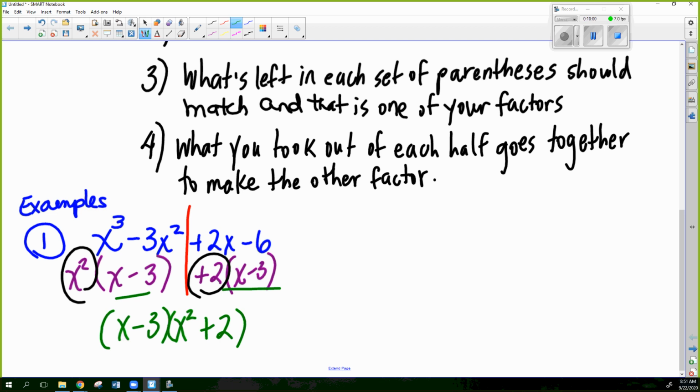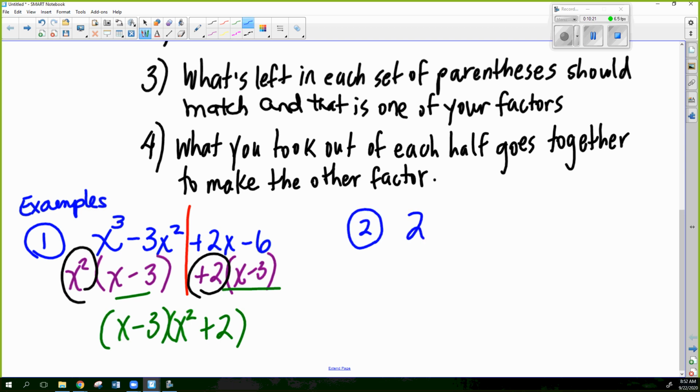Questions? But that's the process every single time. Cut it in half. Look for the GCF in each half. The parentheses should match. That's one of your factors. The other stuff squeezes together to make the second factor. Let's try another one.